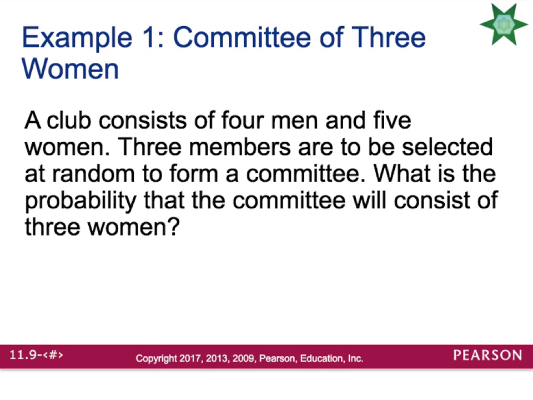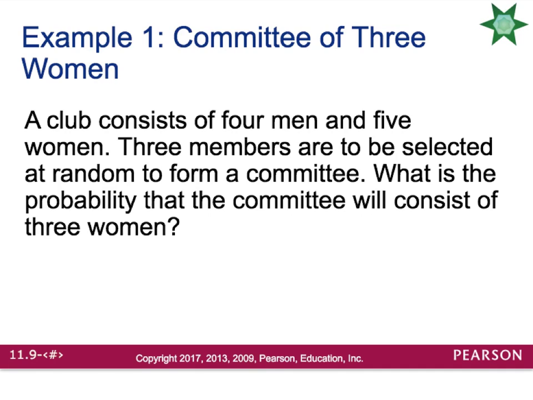So first example, a club consists of 4 men and 5 women. 3 members are to be selected at random to form a committee. What is the probability that the committee will consist of 3 women? So you want all 3 women to be selected. That's your desired result. You have 9 people to select from. So keep that in mind.